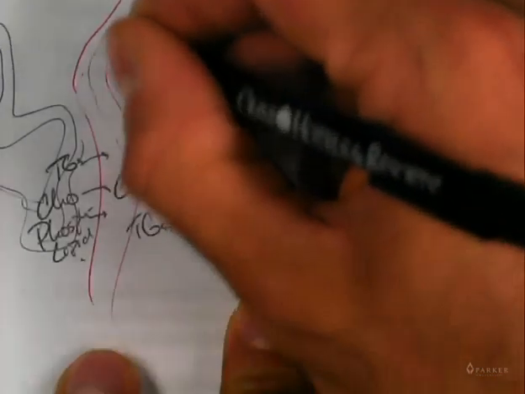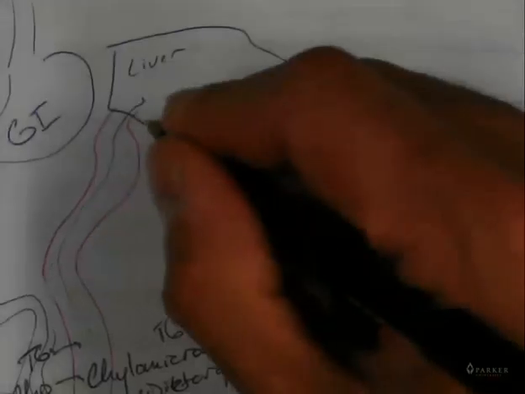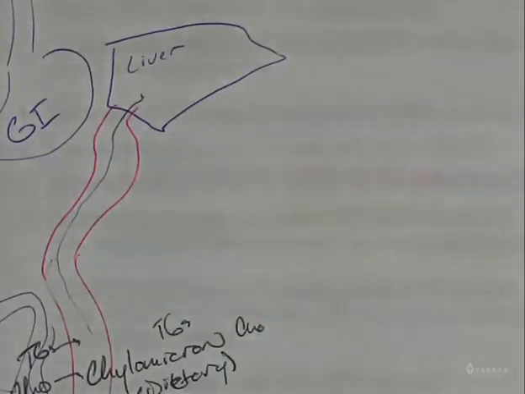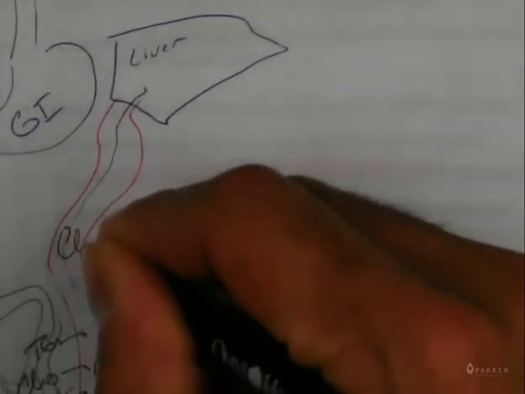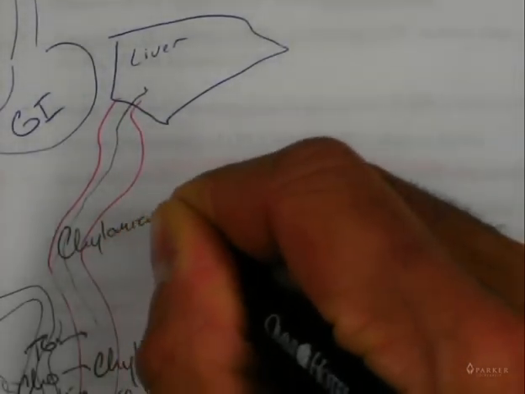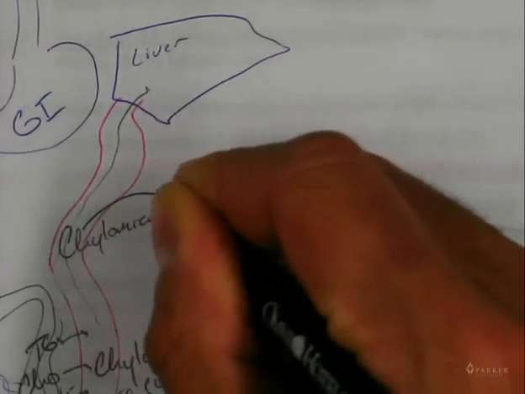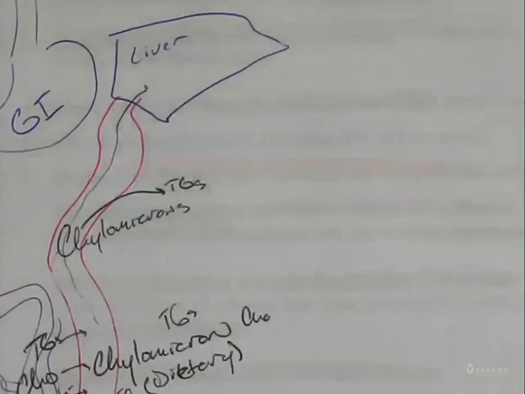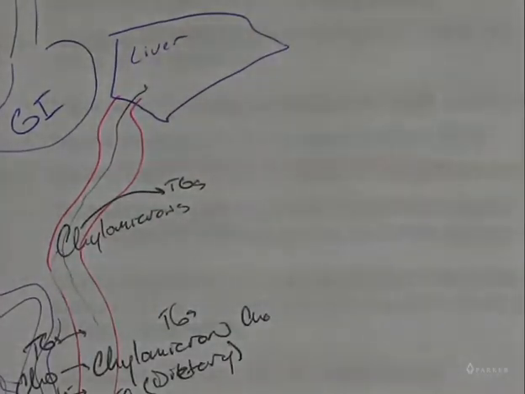So we roll back to the liver. Let me zoom up to the liver because we don't have room on here. We roll back to the liver where chylomicrons are reabsorbed. Along the way to the liver, chylomicrons may drop off triglycerides to the peripheral tissue. They're delivering fat to tissue. That is the purpose of lipoproteins, to deliver fat to tissue.